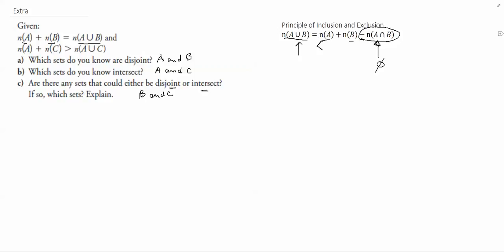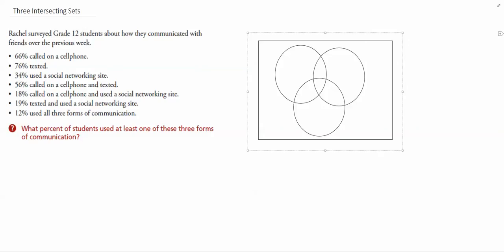Now on to sets of three that intersect. When Rachel surveys her grade 12 students, she finds out about how they communicate with their friends. The important thing here, it's never actually said explicitly, but the number in the universal set is 100%. You can't survey more than 100% of the grade 12 students. It's not said explicitly, but we understand that.